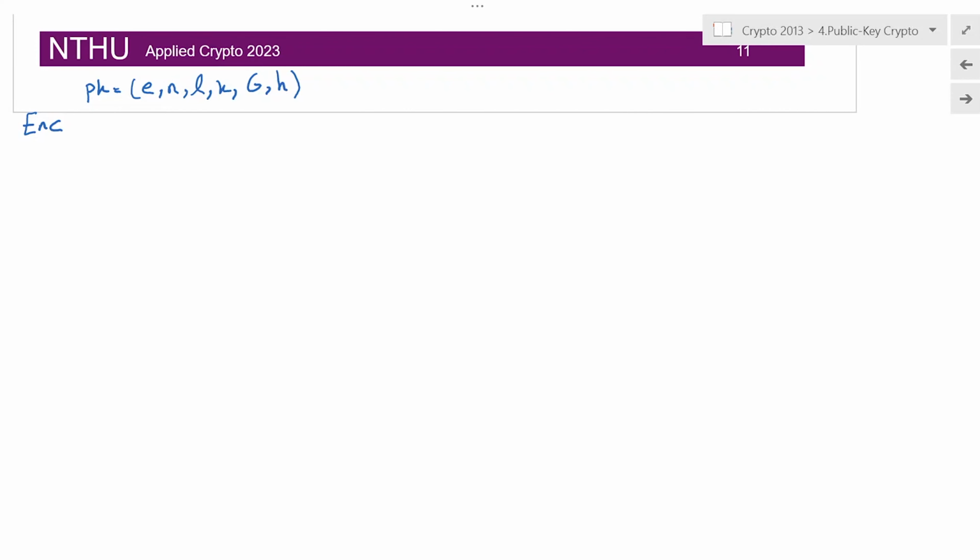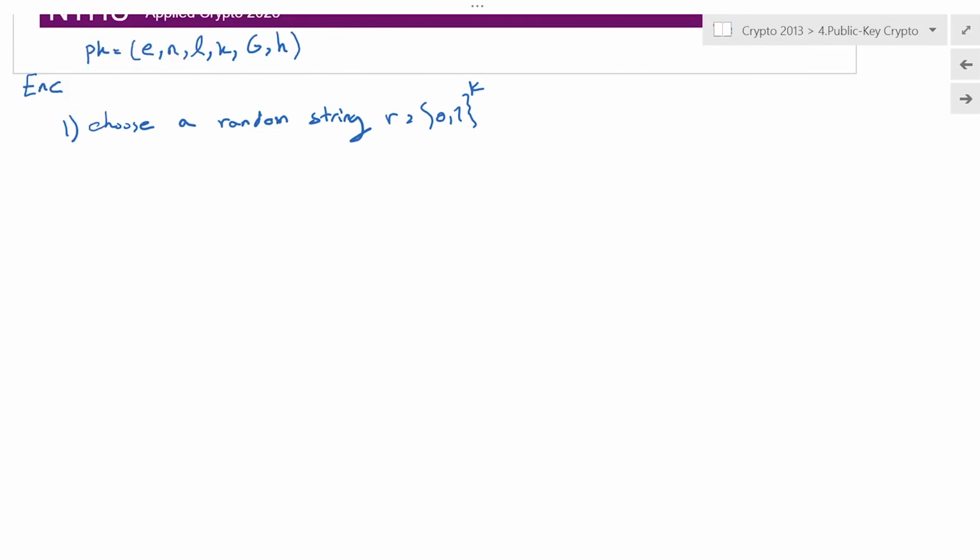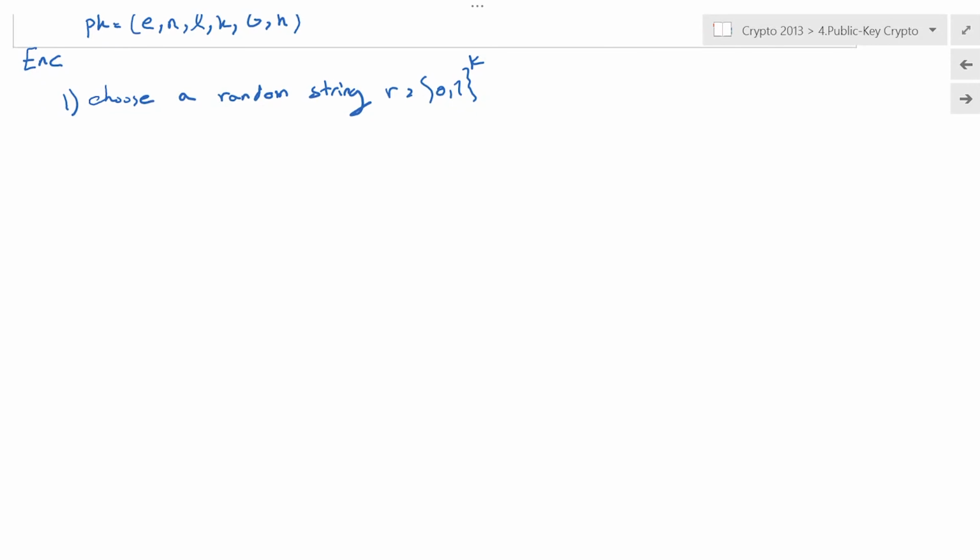So the way that we are going to pre-process a message before encryption is as follows. The first thing we want to do is choose a random string R that is k bits. It has to be exactly k bits. So that is step number 1. We choose a random R, and we have to make sure that it has exactly k bits.